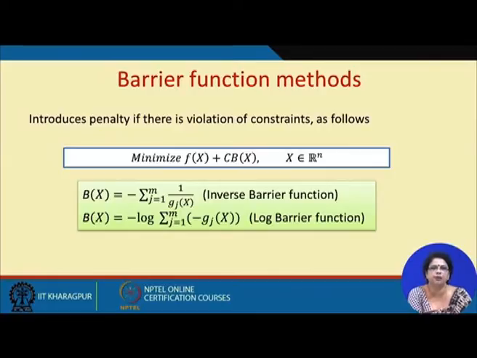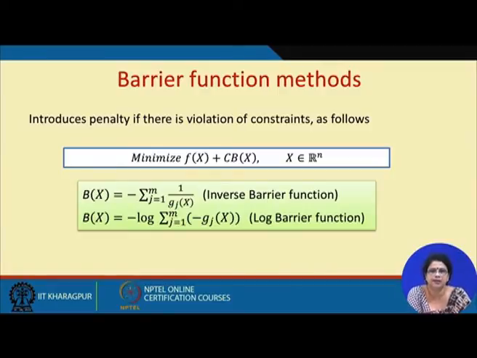There is another kind of barrier function, the logarithmic barrier function. There we consider the barrier function as minus log of minus g(x). That also gives you b(x) positive, because g(x) is negative. Now, this summation is considered because it gives you the value for all constraints together. We consider all terms for all g_j(x). This is the way we consider the barrier function.